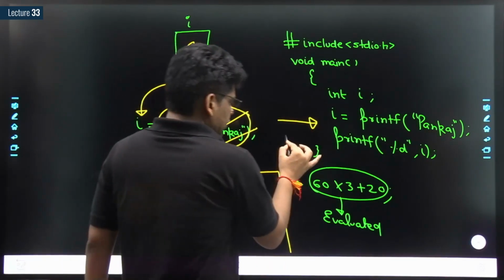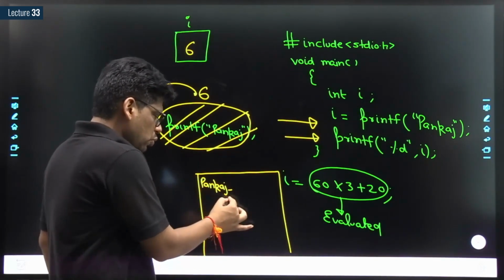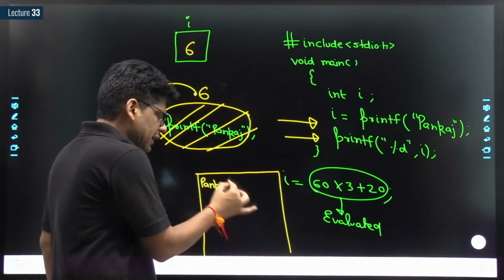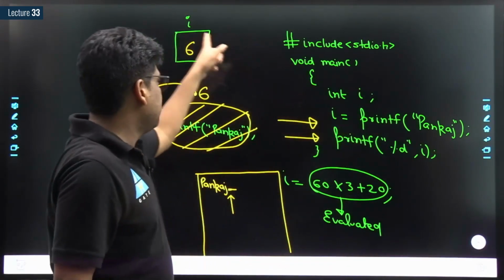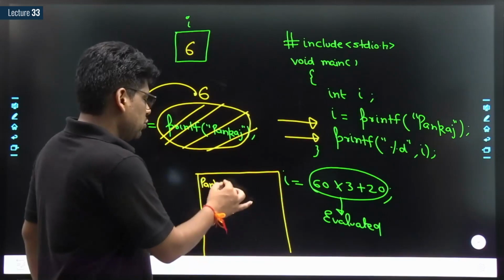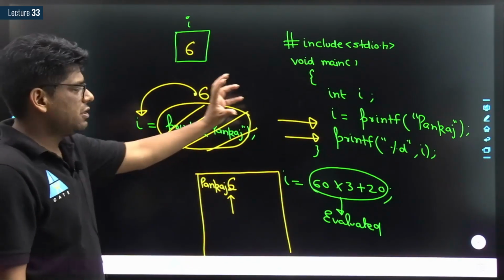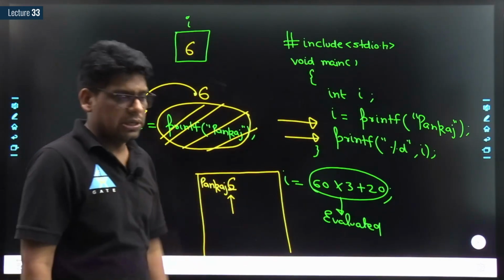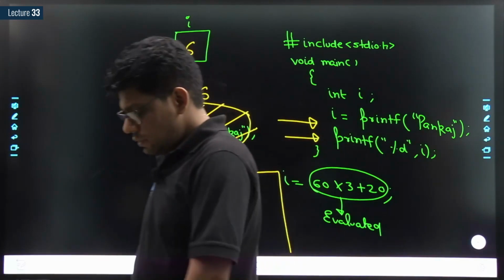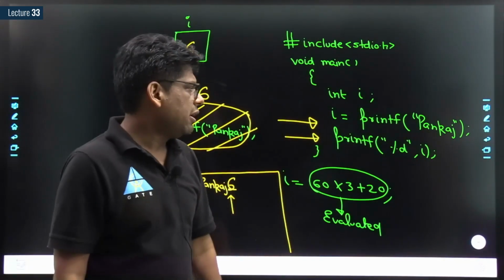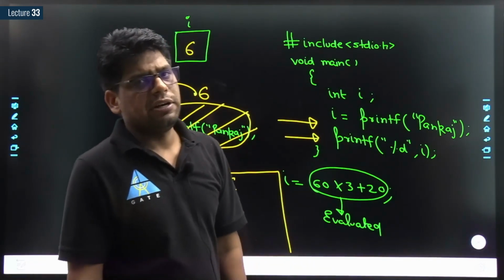Now, when this printf is executed, %d means the compiler gets to know that some integer value is printed at the current cursor position. And where to collect that value? Go to the variable I and collect that value. So the output of this code is nothing but Pankaj 6. I hope this is clear to each and everyone. So that is the value associated with the printf statement.